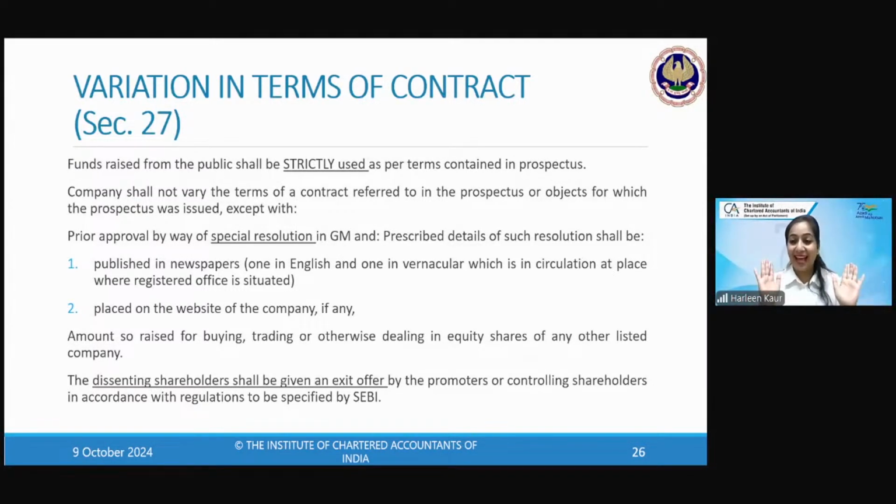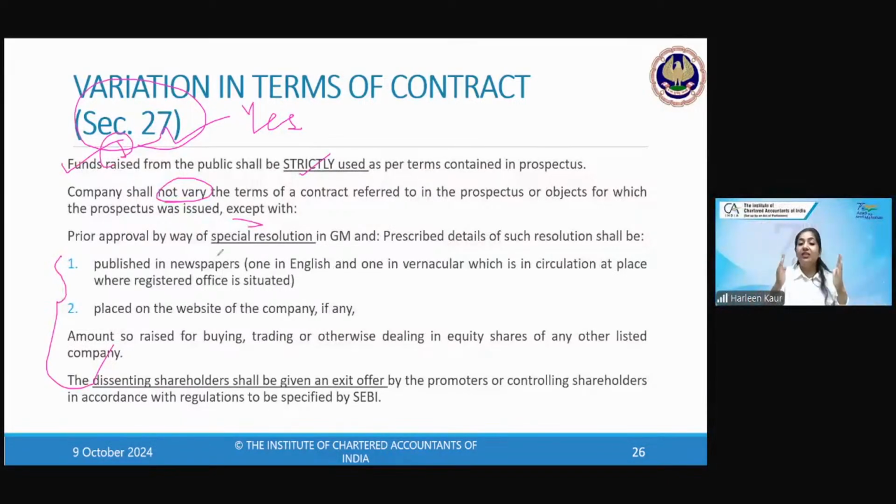Okay, so this was the layman's knowledge that we have shared. Now let's see what the Companies Act is trying to tell you. The Companies Act says, my dear students, yes, you can do such kind of variation. Number one, strictly you should be using the money that you have taken from the public as per the terms given in the prospectus. We cannot vary any terms of the contract. I go with all of you, you are right. But Section 27 of the Companies Act says, yes, following these conditions, you can bring the changes.